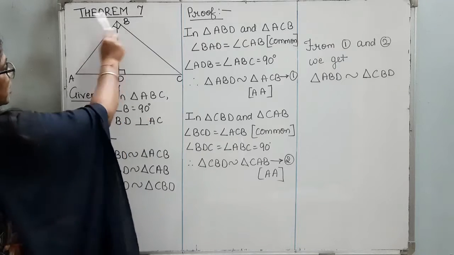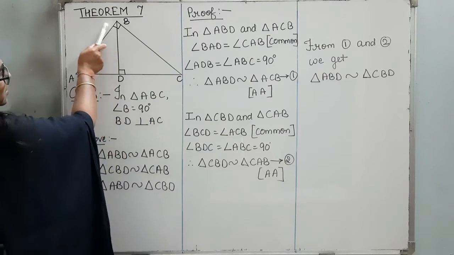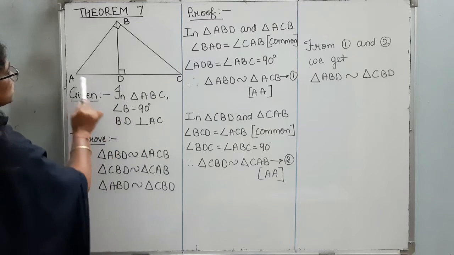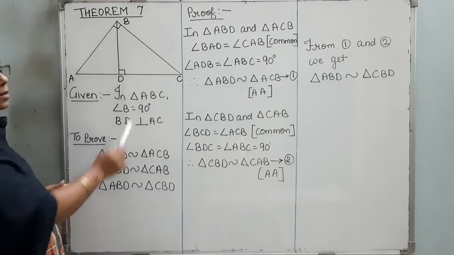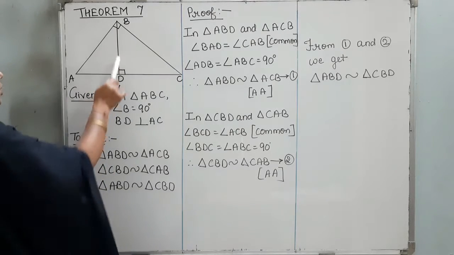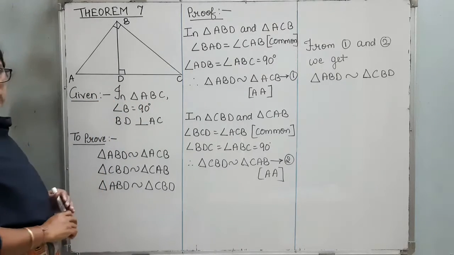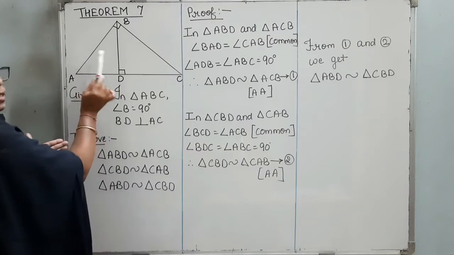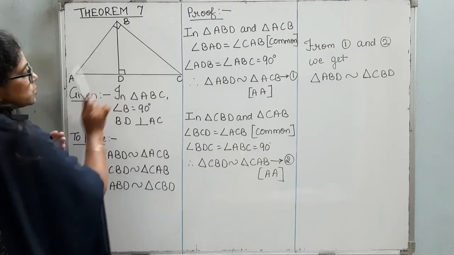See, in triangle ABC, angle B is 90 degrees. This is the right vertex. And BD is perpendicular to the hypotenuse AC. We know that the side which is opposite to 90 degrees is called hypotenuse. So here BD is perpendicular to our hypotenuse AC. So when we draw this perpendicular, two triangles are formed here. This is one triangle and second triangle.